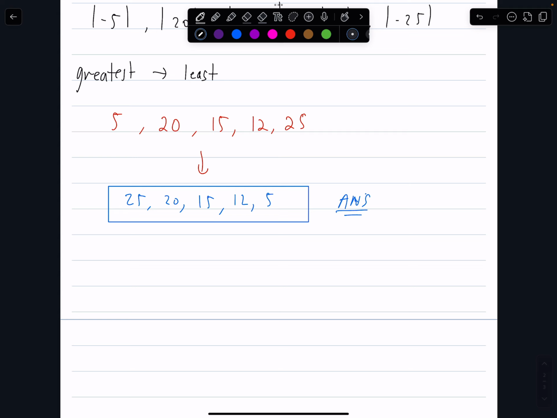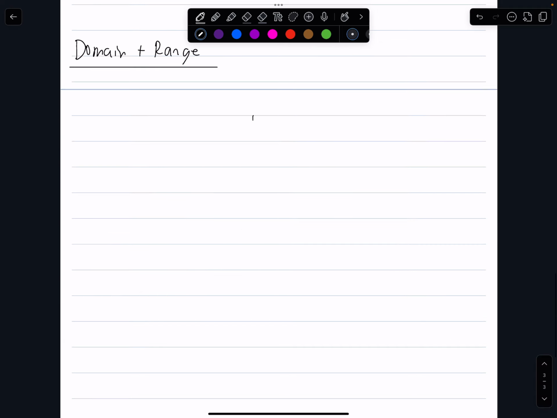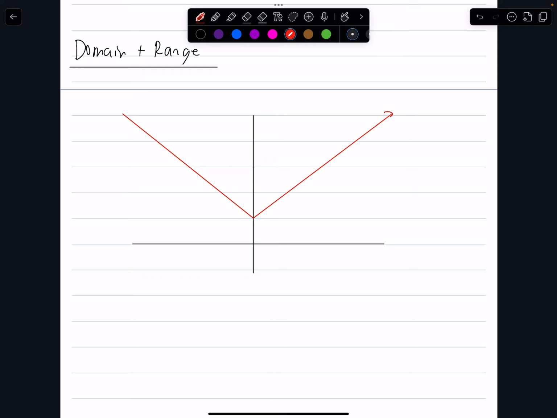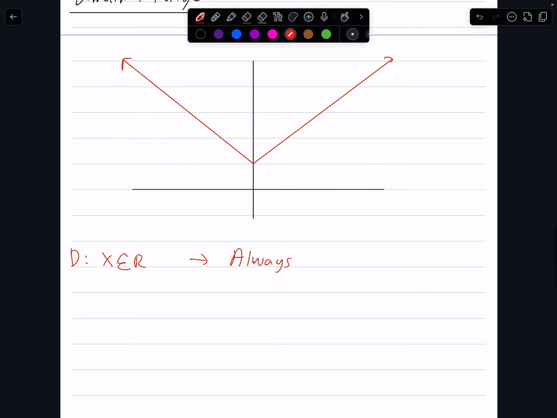The second type of thing you need to know about absolute value functions is the domain and range of these functions. So when you have an absolute value function, let's say it looks like this. The domain is always going to be x is an element of the real. This is always the case for absolute value functions. So you don't have to think about anything. It's automatically x is an element of the real.